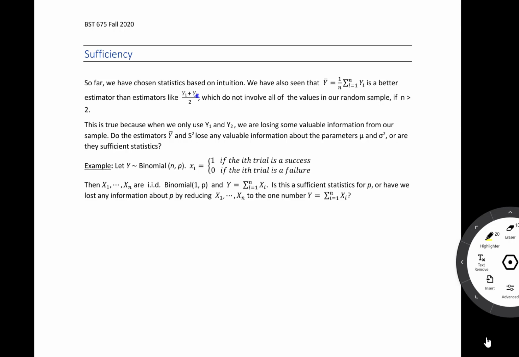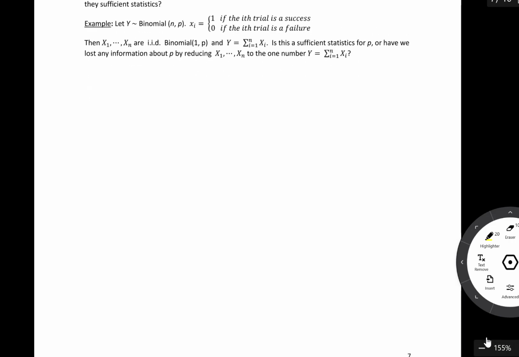This is true because when we only use, for example, y1 and y2, we're losing some valuable information from our samples. So do estimators like y bar and s squared lose any valuable information about the parameters mu and sigma, or are they what we call sufficient statistics? So in other words, if we don't lose any of the information, then we know that we have a sufficient statistic. So let's look at kind of a motivating example here.